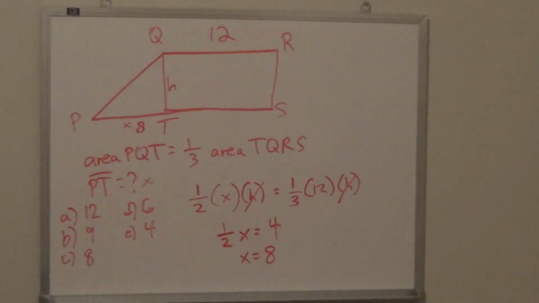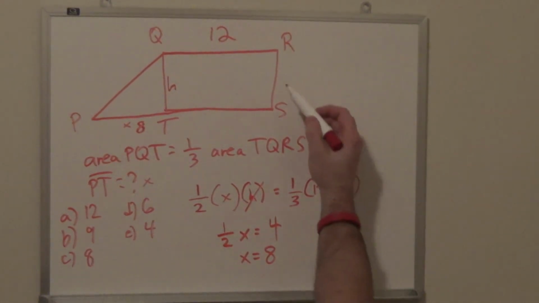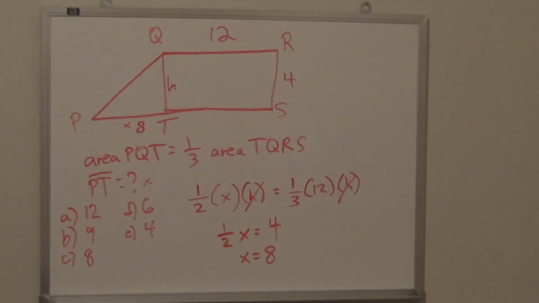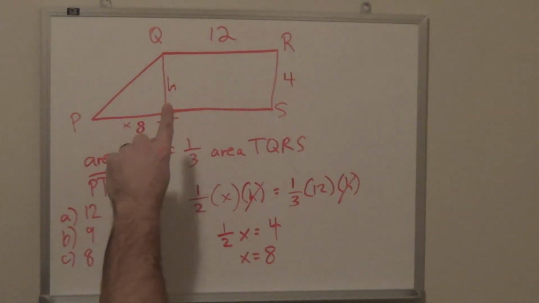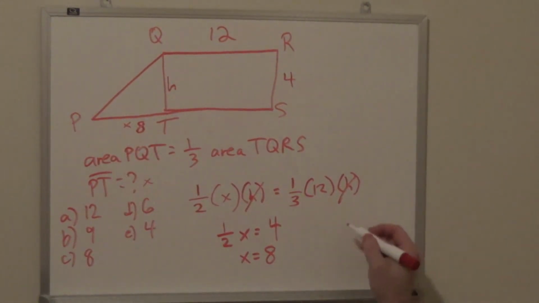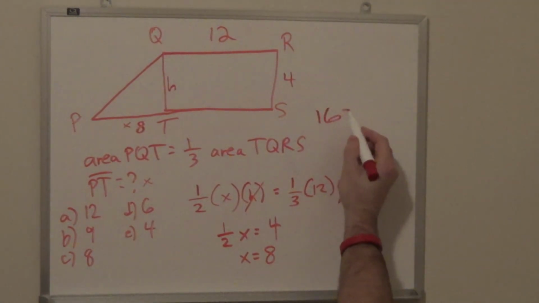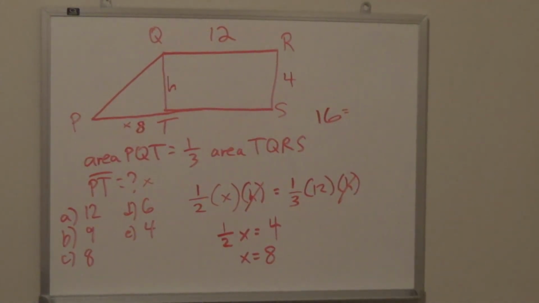That's 8. And just to see it numerically, let's just make the height 4. So let's see if it's right. So the height's 4, which means this height's 4. So the area of the triangle is going to be what? 1/2 of 8, which is 4, times the height, which we're saying is 4. So the triangle should be 16. Now 16 should be 1/3 the area of the rectangle, right? The rectangle in our example is 12 times 4, which is 48. And 1/3 of 48 is absolutely 16. So PT should be 8.